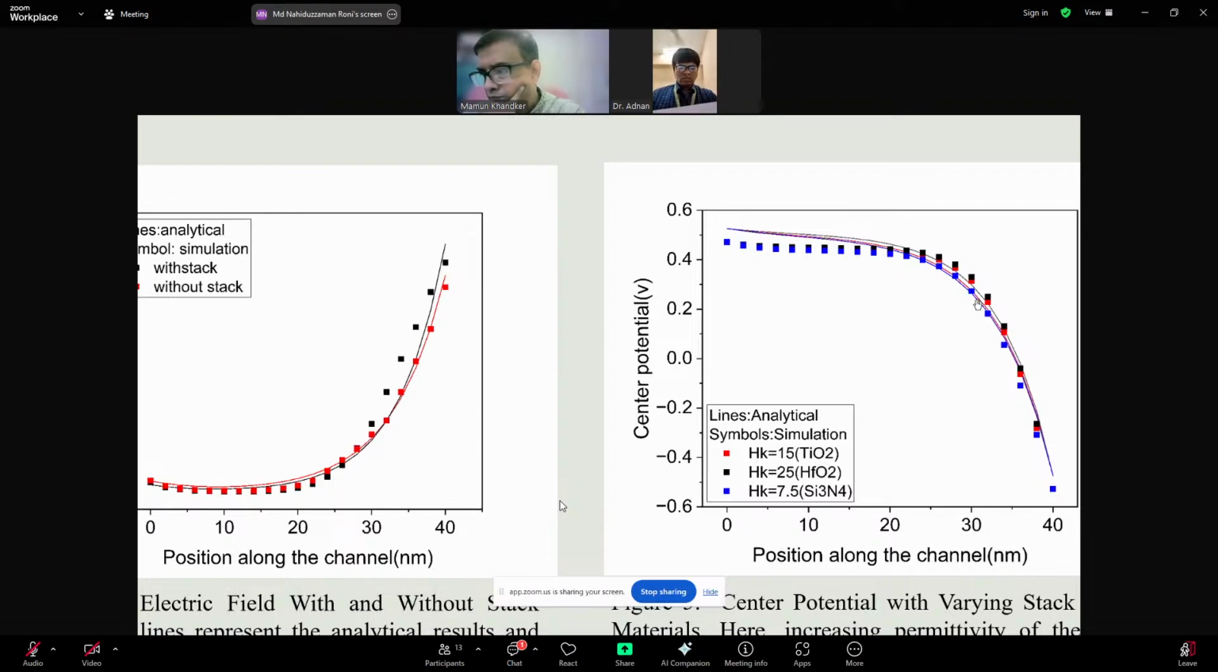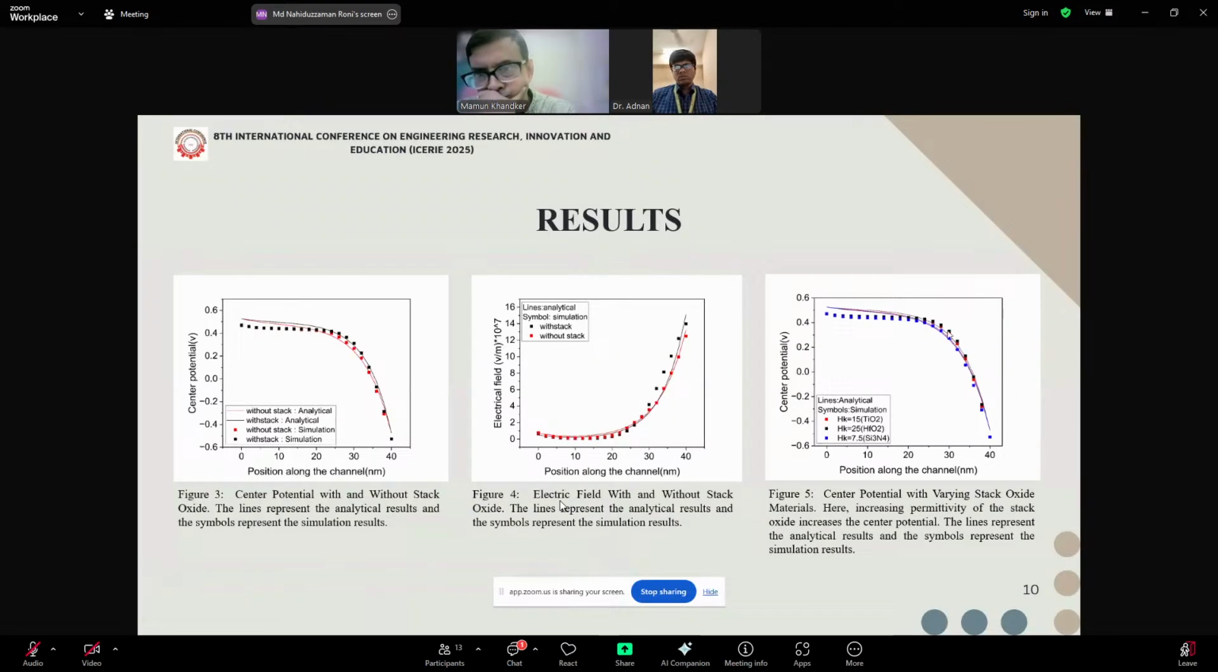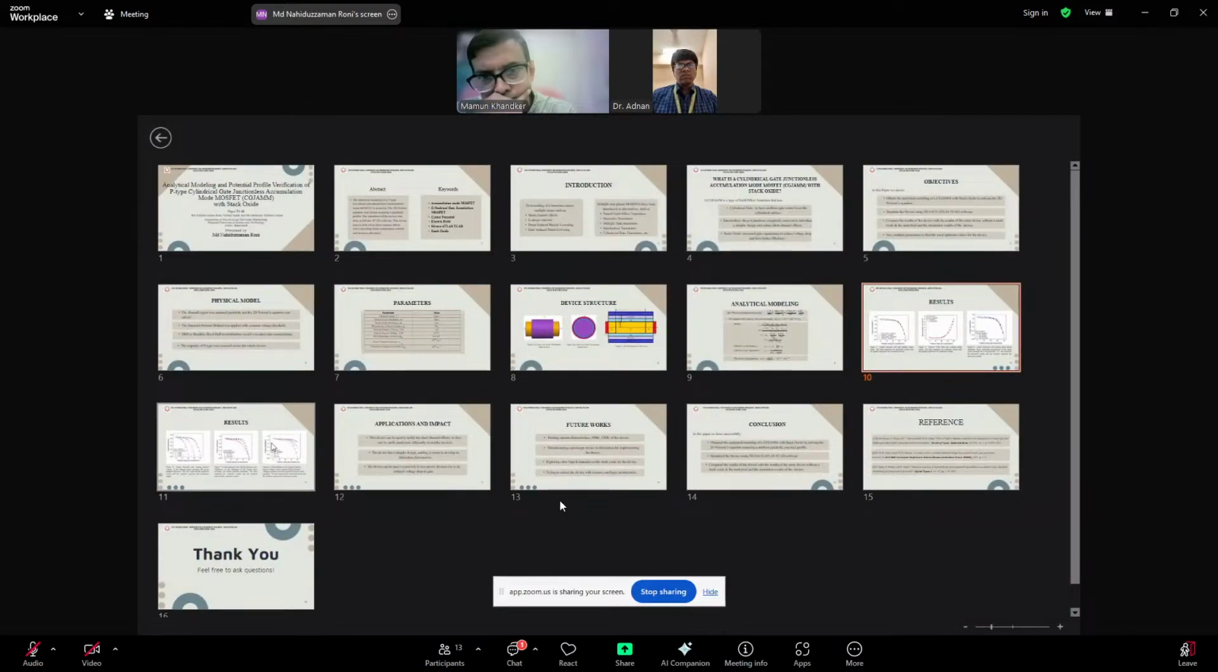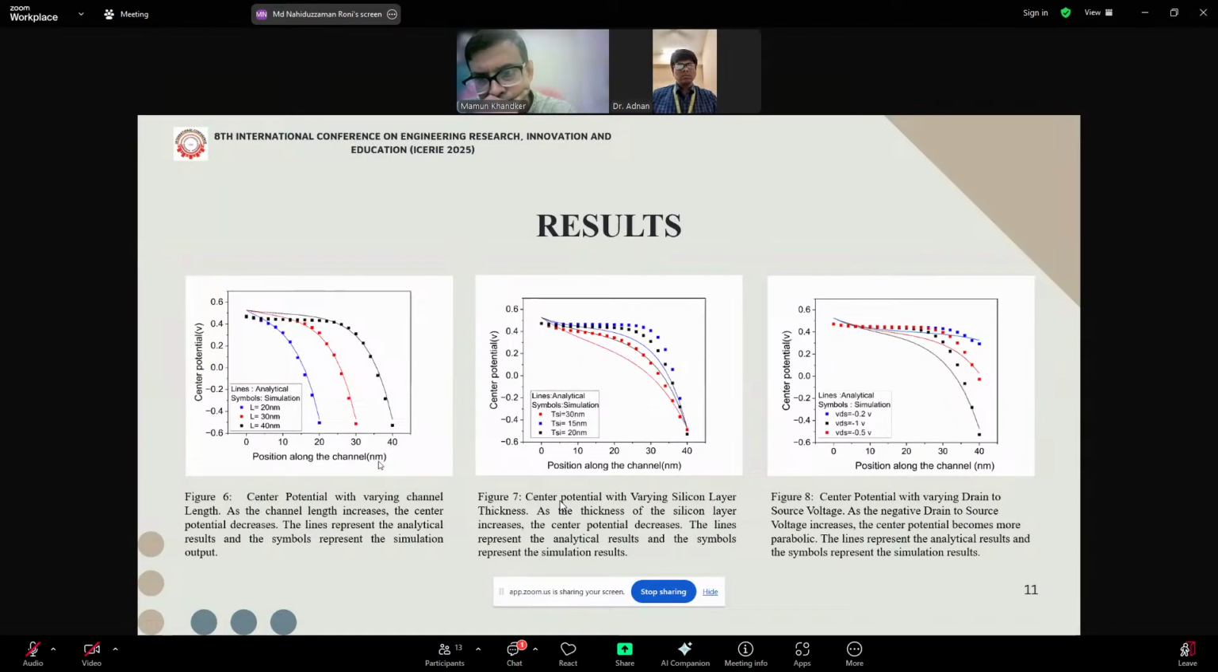It is because the more the permittivity increases, as I showed you in the equation, the effective thickness decreases. Therefore, the drop decreases and center potential increases. From this, we can say that for the same amount of power supply, we will get more center potential. It can lead us to a low power device.